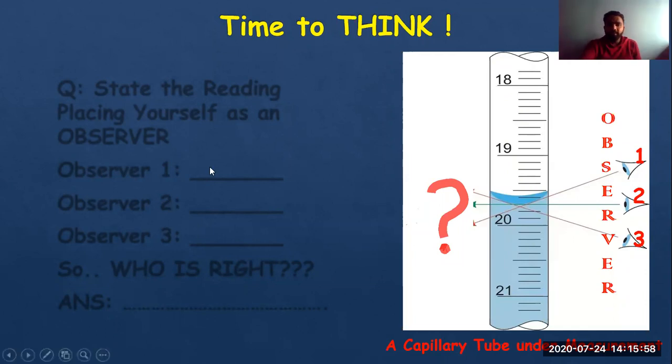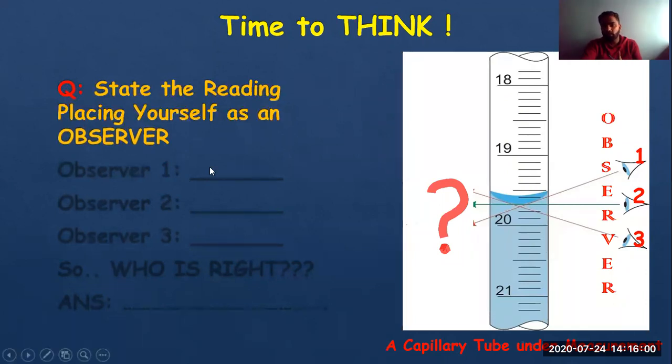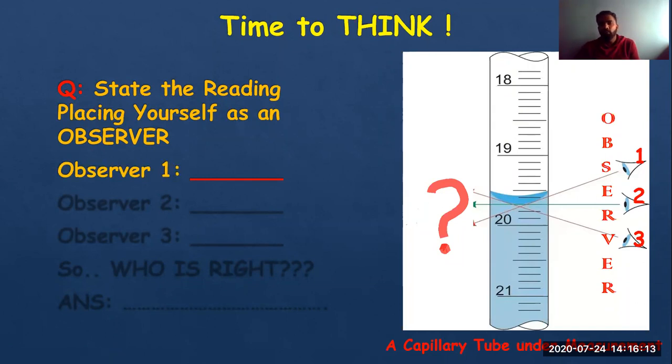Now place yourself as an observer who wants to read the reading of this instrument. Suppose this reading is in mm. Now tell me, what will observer 1 read? Just let me know. Tell me the value which observer 1 will read. What will be that value?